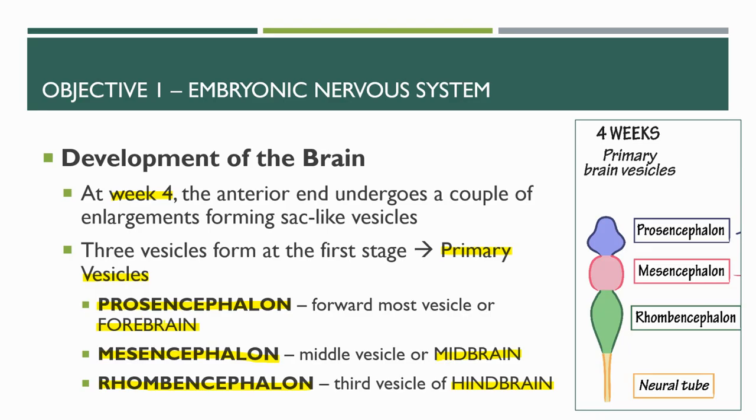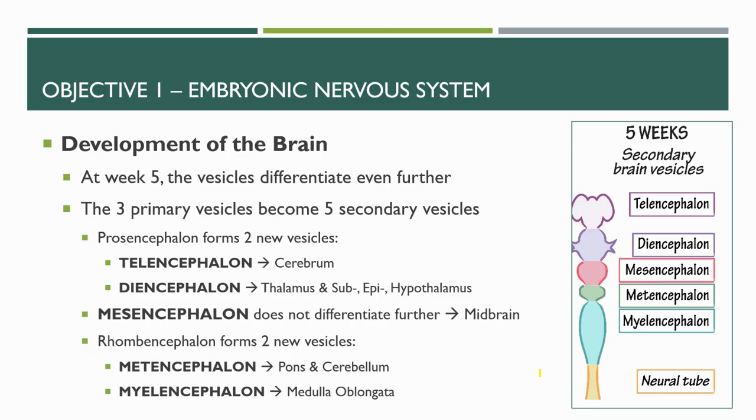Now, obviously, our brain is going to continue to develop because we have more than just these 3 parts. And so at week 5, about a week later, these vesicles begin to differentiate even further. And so instead of 3 primary vesicles, they're going to form 5 secondary vesicles. Now, the mesencephalon is not going to differentiate any further, and so the mesencephalon stays the midbrain, which, if you think about the brain as we go through, part of our brain stem is still called the midbrain.